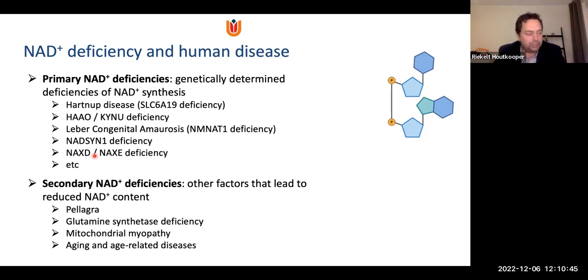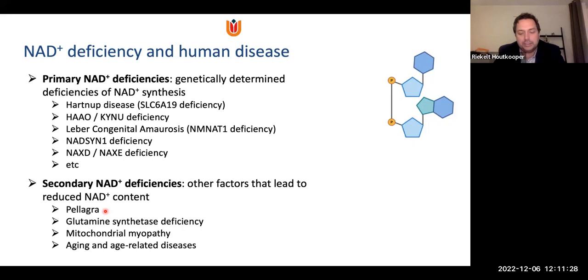But besides these primary deficiencies, there's also several diseases where a change in NAD occurs, but this is not the primary defect. So I call them secondary NAD deficiencies, where other factors are compromised and together lead to a reduced NAD content. And one of the historic examples of NAD deficiency is a disease called pellagra, the disease of the 4 Ds. And while saying this, I realize I shouldn't say it because I always forget what the 4 Ds stand for. Is diarrhea, dementia, and death. That's, I think, the 4th D.